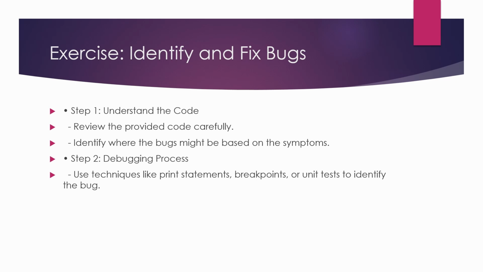Now, let's look at an example. The first step in debugging is to understand the code thoroughly. Review the provided code carefully and identify where the bugs might be based on the symptoms you observe. Once you have located the problem, use debugging techniques like print statements or breakpoints to identify the exact issue.